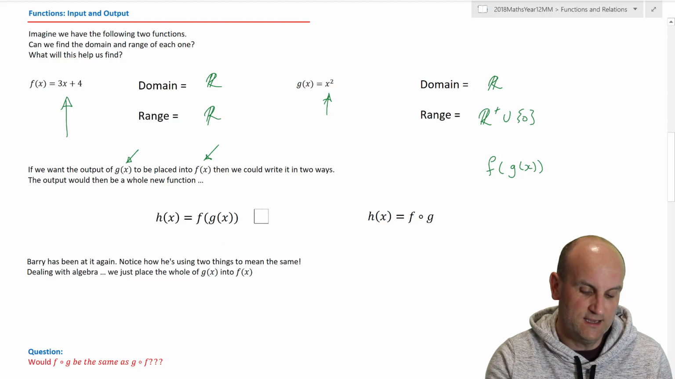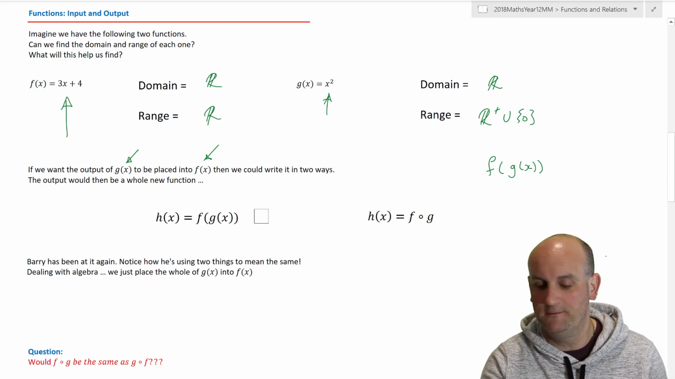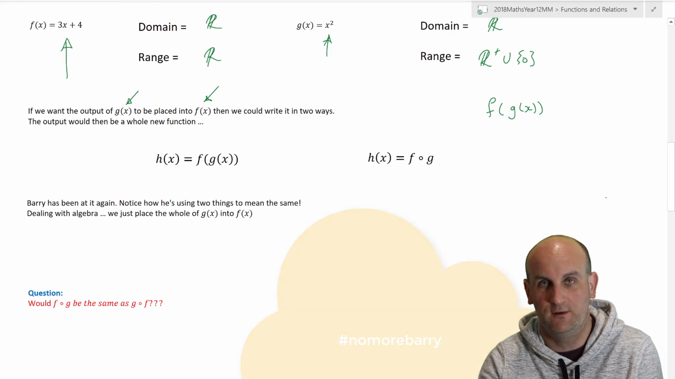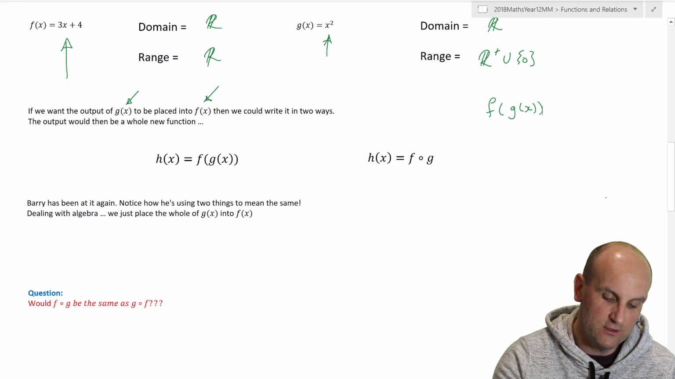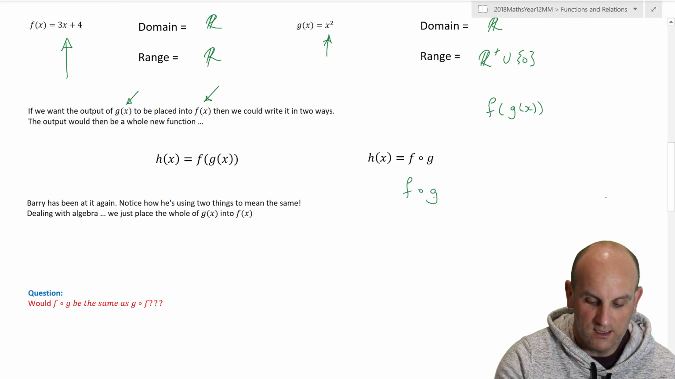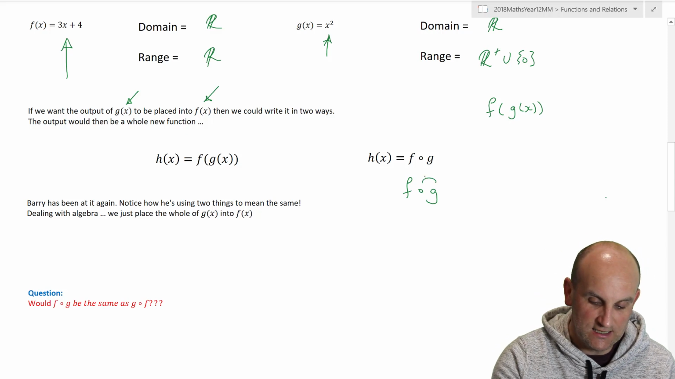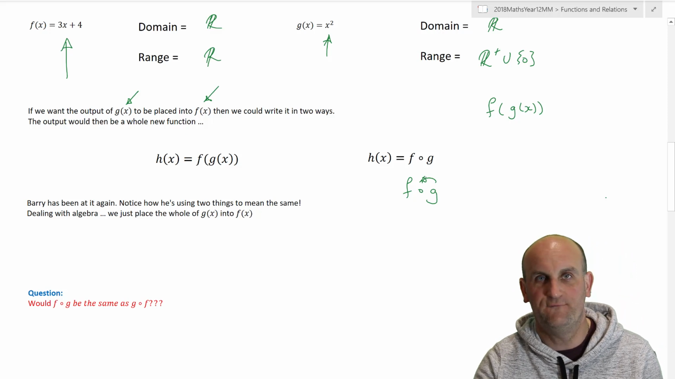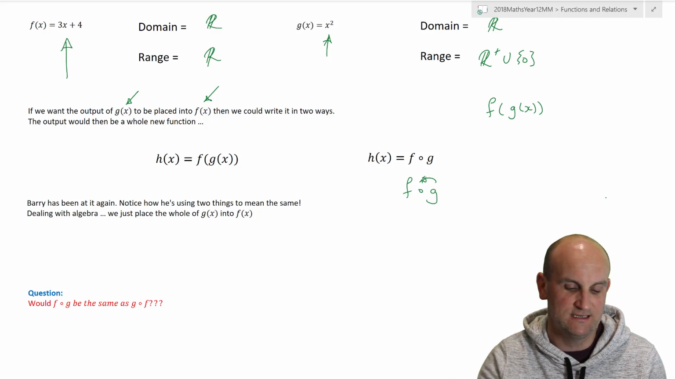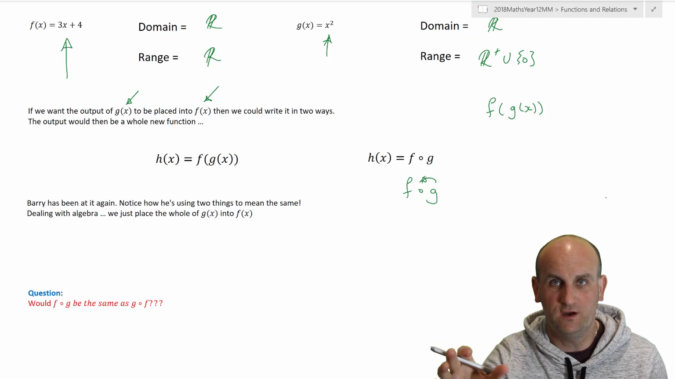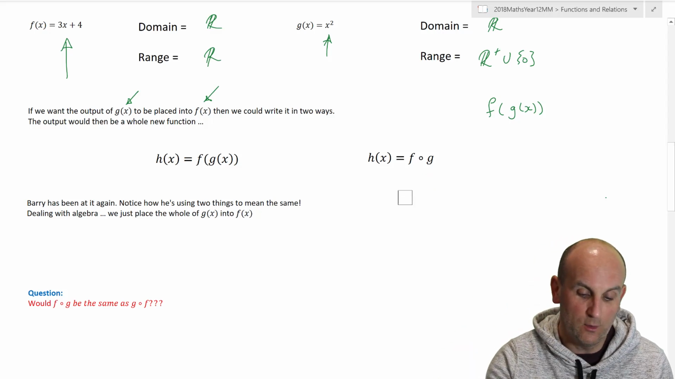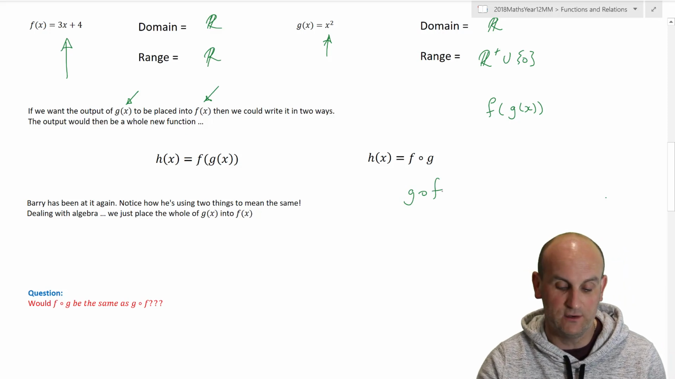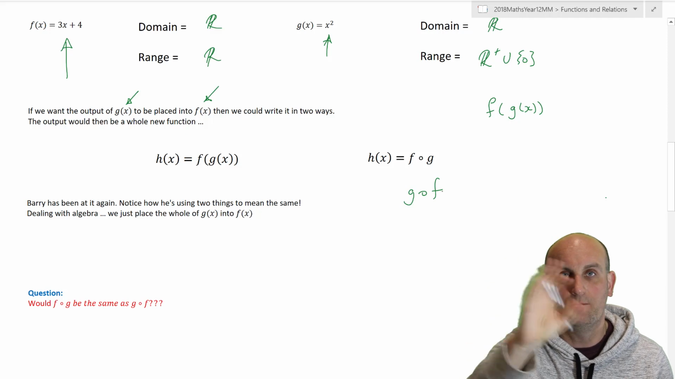Another way of being able to write this, and again, Barry, hashtag no more Barry. Barry has been added again because what he's trying to do is say, well, there should be a shorter way of doing it, so a sort of shortcut. And what they do is they come up with this f o g. Now what that means is that g is being placed into f, all right? So it's the composite of f and g, or g is being placed into f. And that's what composite functions are. I'm taking one function and putting it into another. Now obviously we could also have gof, to go back to what was at the beginning of this lesson. And gof just means that I'm taking f, I'm putting it into g.